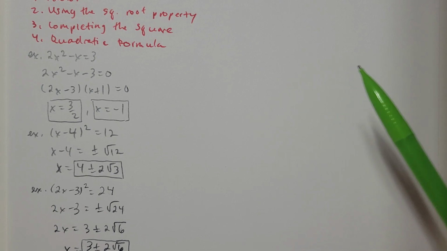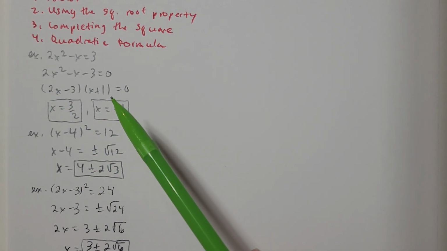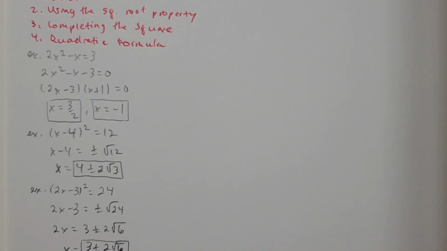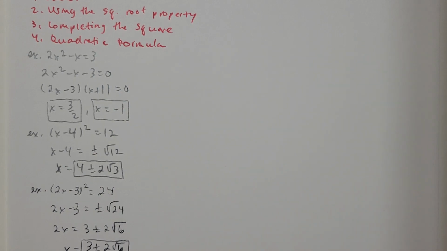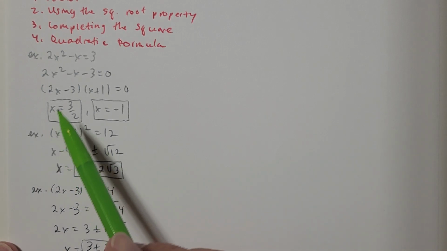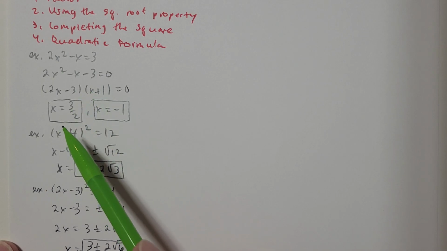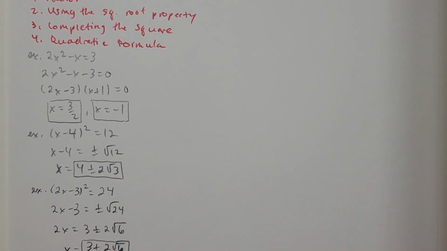Because if I FOIL this back, I get 2x times x, that's 2x squared. The outer and the inner terms, we're looking at 2x minus 3x, that's negative x in the middle. And then negative 3 times 1 is negative 3 at the end. That looks good. Then I would set each factor equal to 0 and solve. 2x minus 3 equals 0 means that if I add 3 and divide by 2, x is 3 halves. x plus 1 equals 0 means that x is negative 1.